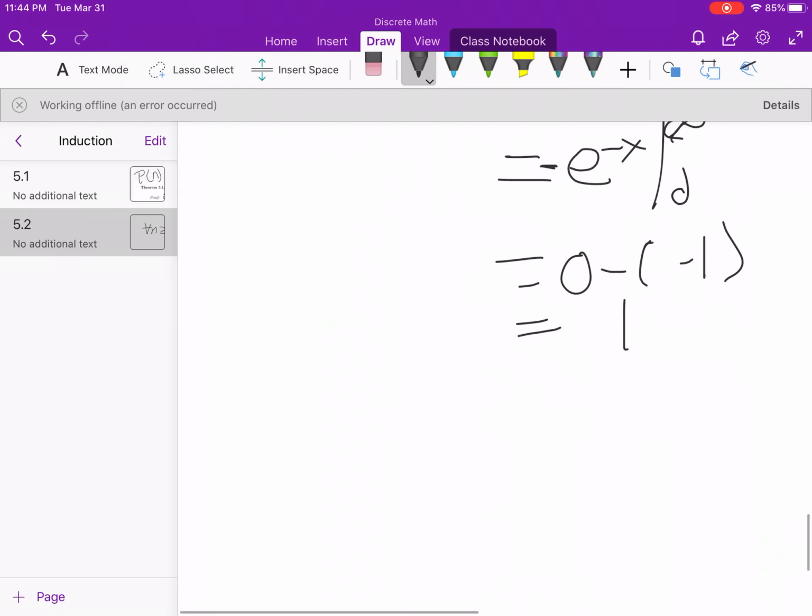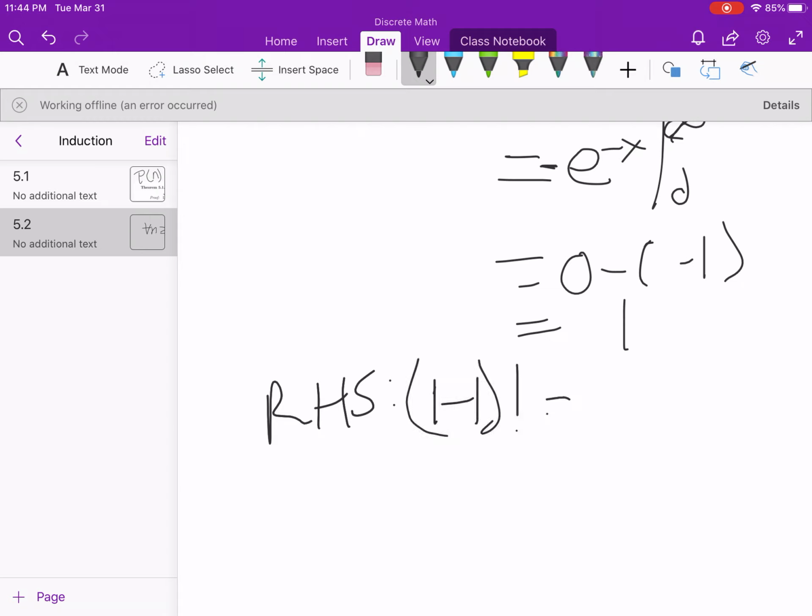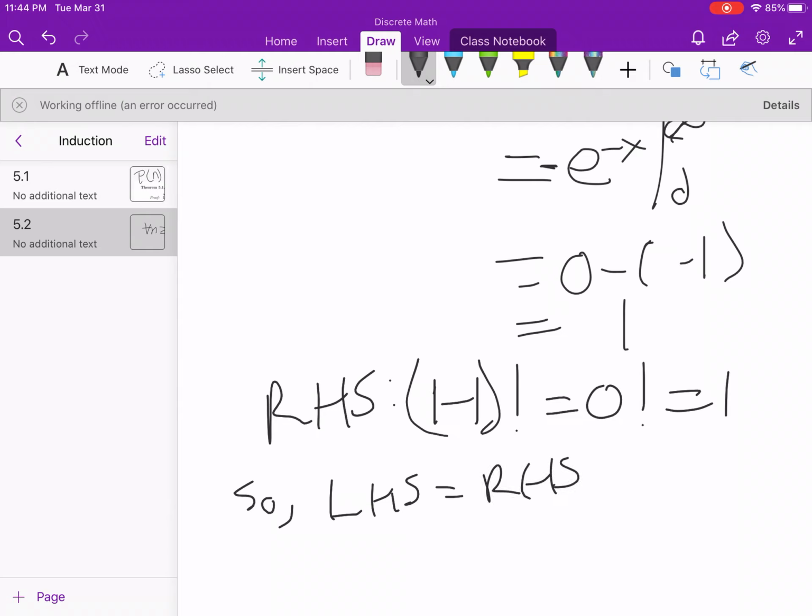But what's on the right-hand side? That was my left-hand side. The right-hand side is going to be 1 minus 1 factorial, which is 0 factorial, which is just equal to 1. So the left-hand side is equal to the right-hand side. That means that P of 1 is true.